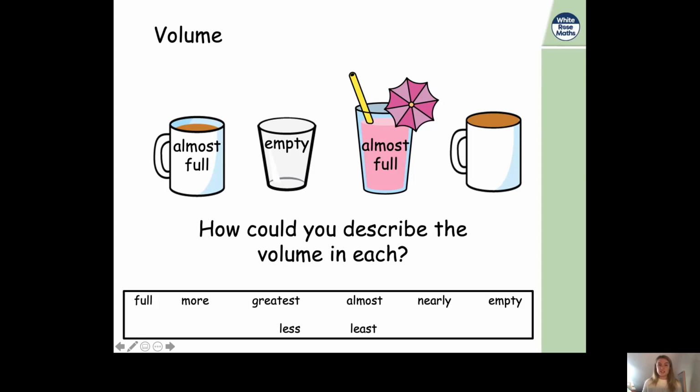Now, what about the next one? Well, I can see that there is tea all the way to the top of that mug. If we put any more in, it would overflow, wouldn't it? So therefore, this mug is full. Okay, so well done if you got those 2.